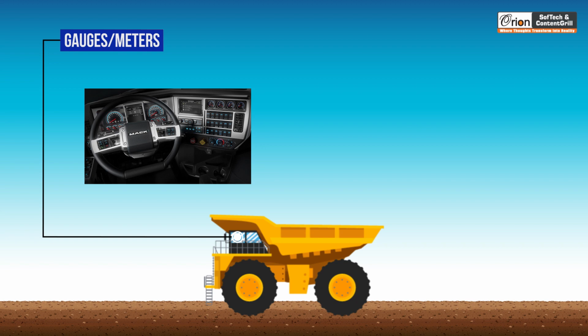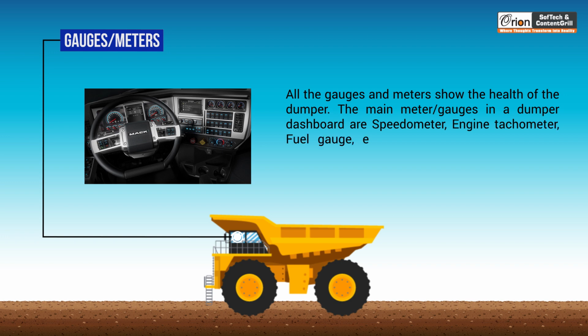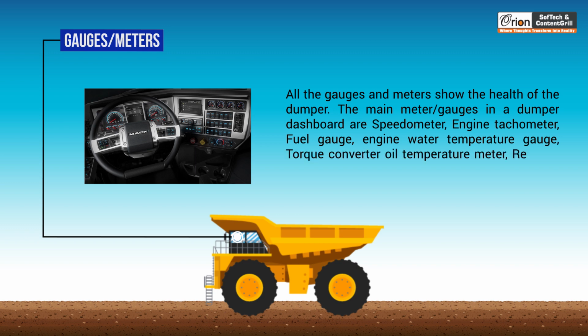Gauges or meters. All the gauges and meters show the health of the dumper. The main meters or gauges in a dumper dashboard are speedometer, engine tachometer, fuel gauge, engine water temperature gauge, torque converter oil temperature meter, retarder oil temperature gauge, and so on.